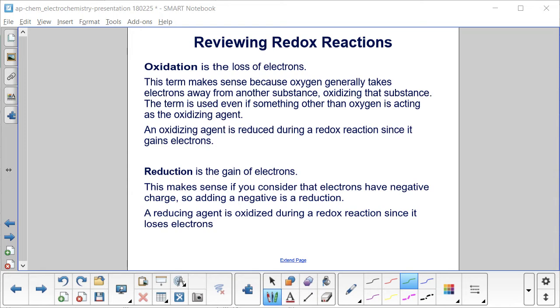An oxidizing agent is reduced during a redox reaction since it gains electrons. Reduction is the gain of electrons. This makes sense if you consider that electrons have negative charge, so adding a negative is a reduction. A reducing agent is oxidized during a redox reaction since it loses electrons.